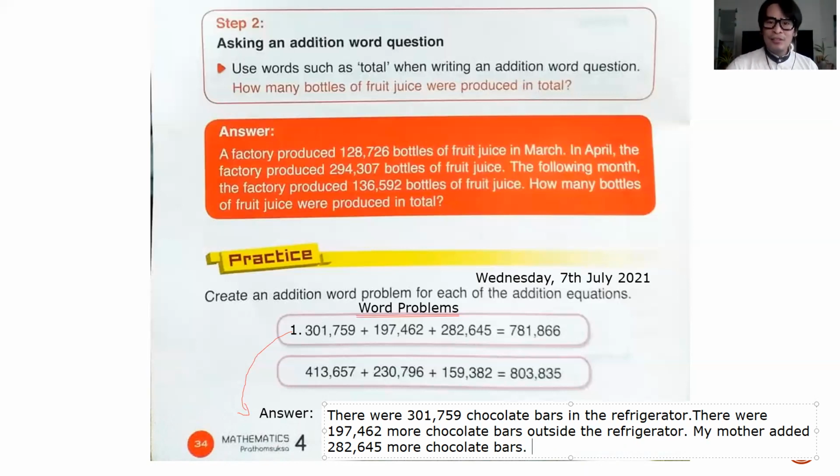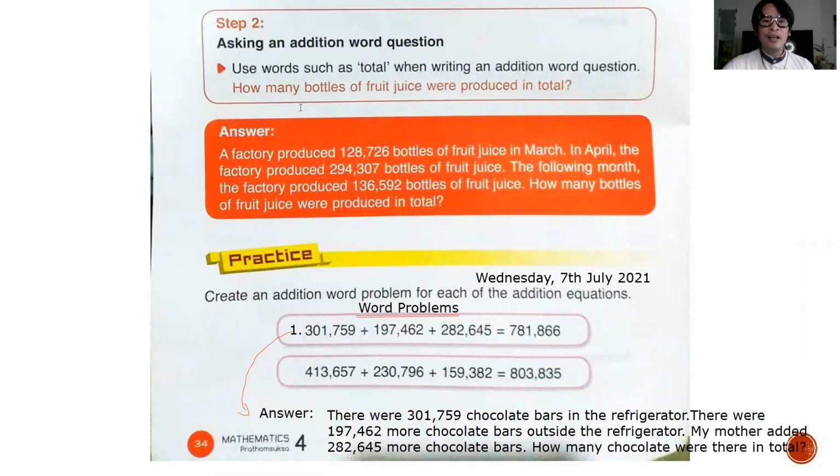So there should be a question. How many chocolate bars were there in total? It should be past tense also, not "are". Were there in total, or altogether. So that is your answer. Do not answer number 2 anymore.